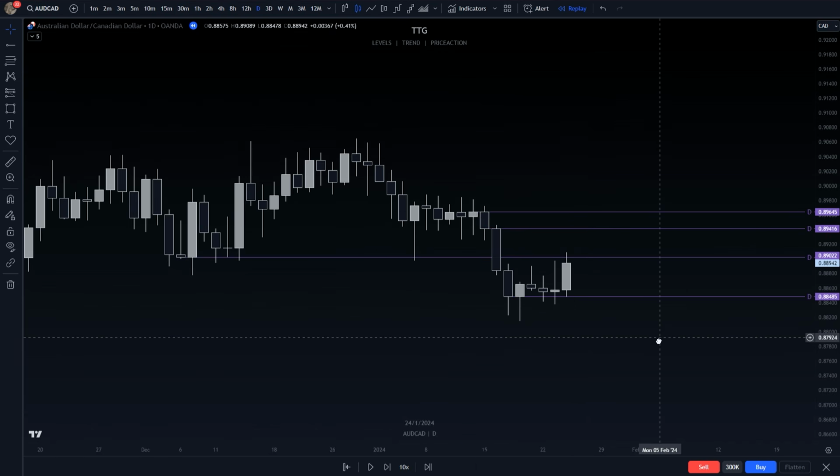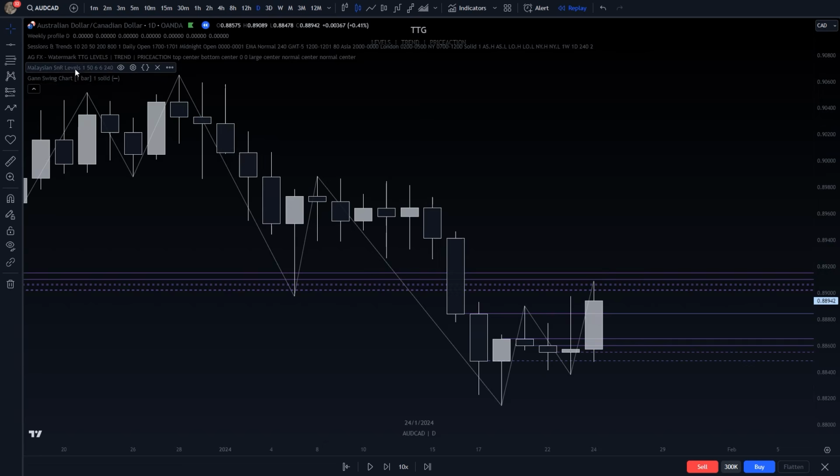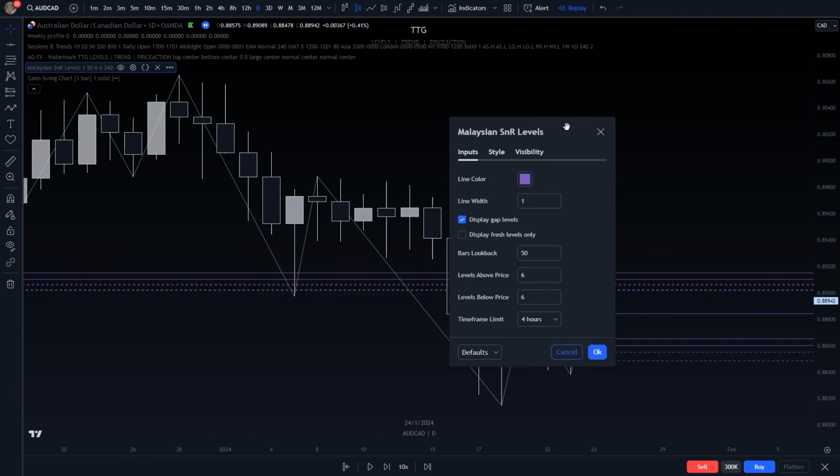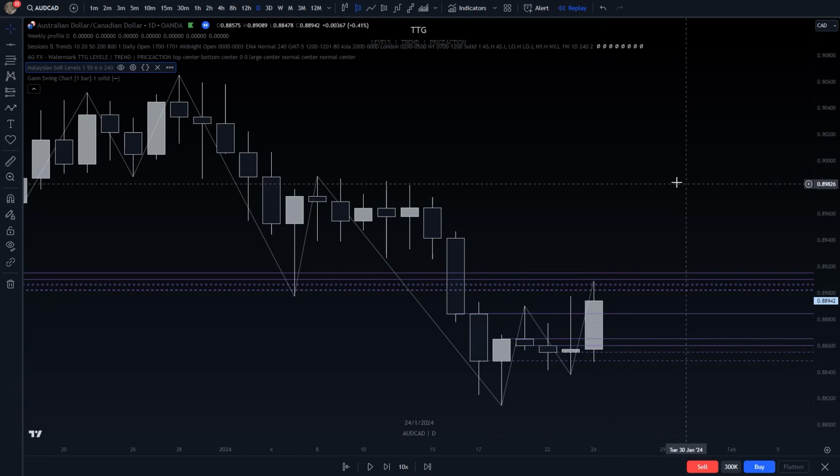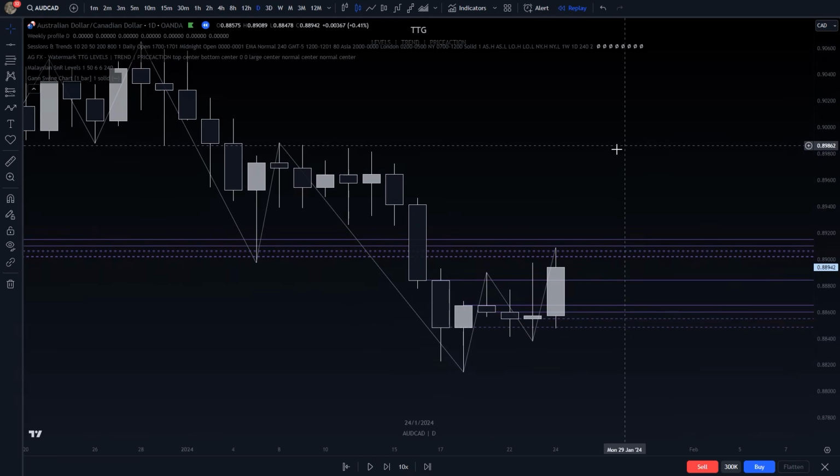So let me show you this with my Malaysian SNR level indicator that displays the levels and also the state, if they are fresh or unfresh. You can decide whether you want to display fresh levels only, and also how many levels you want to see above or below the current price. No matter how many levels you decide to display, the algorithm of the indicator displays the closest levels around the price. You see that fresh levels are displayed as solid lines, and the style of the unfresh levels is dashed.